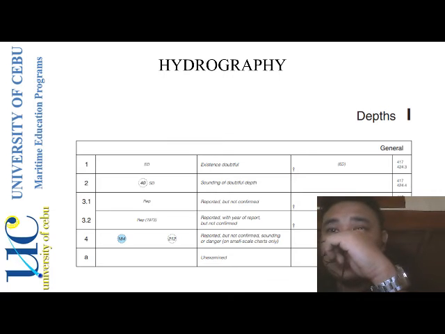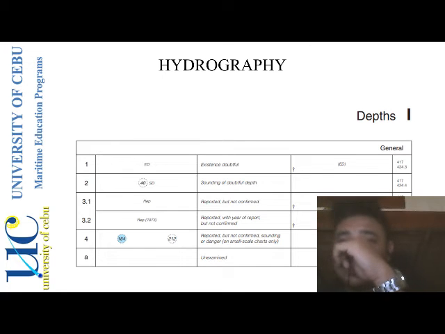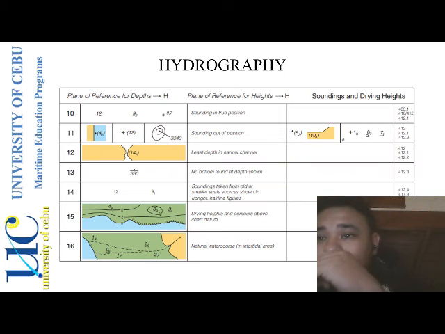So number one, so this is the ED, existing doubtful. So this is general. So number two, 40 is the sounding of doubtful depth. So 3.1, it's reported but not confirmed. 3.2, reported with year of report but not confirmed. Number two, 212, reported but not confirmed, sounding or general on small charts only. 4A, unexamined. So this is the depths unexamined.